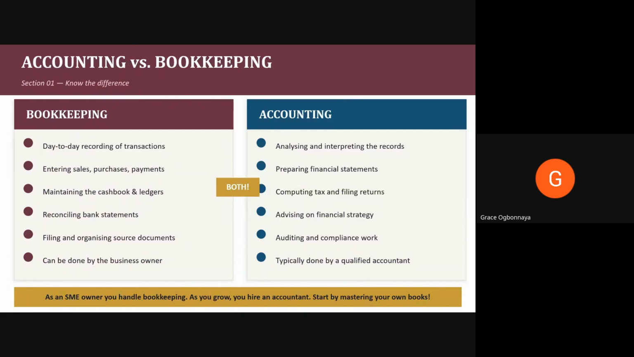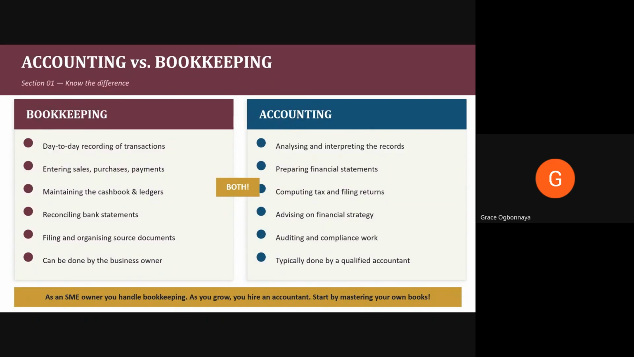So for bookkeeping, for example, when you are recording your transactions every day, you are writing down, okay, the sales you made, the purchases you made, the salaries you paid, day-to-day recording. Then you are entering sales, you have a book, a register, hardcover, softcover, jotter, that you are writing them down in. And maybe from time to time, you check your bank statement. Oh, this is my bank statement.